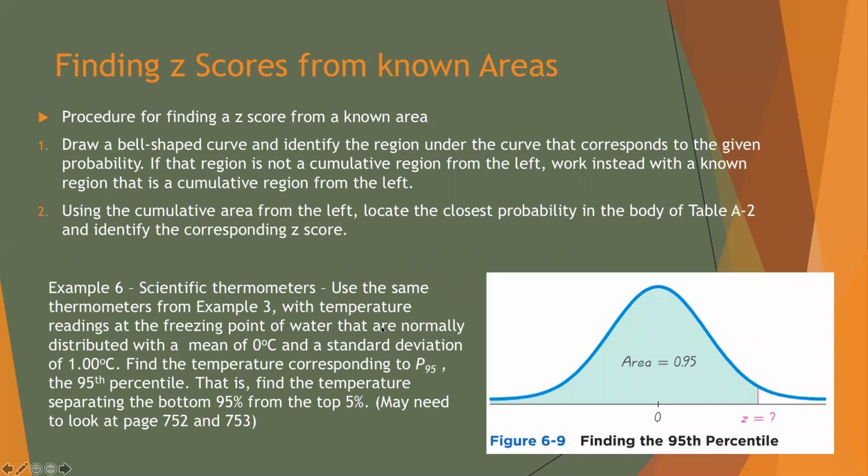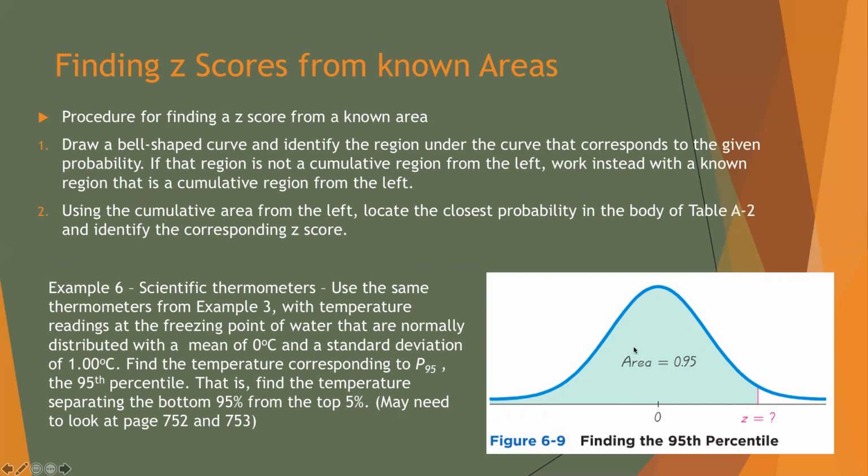Finding z-scores from known areas. So, the procedure for finding a z-score from a known area. In this case, we know we have an area, or basically a probability, of 0.95. In other words, 95% of the data fits there. We want to find the z-score that corresponds to that.